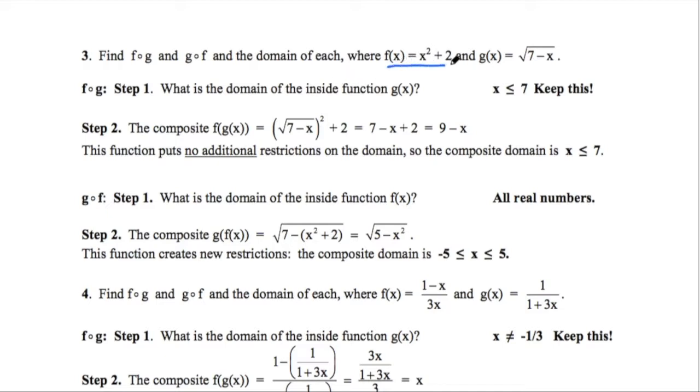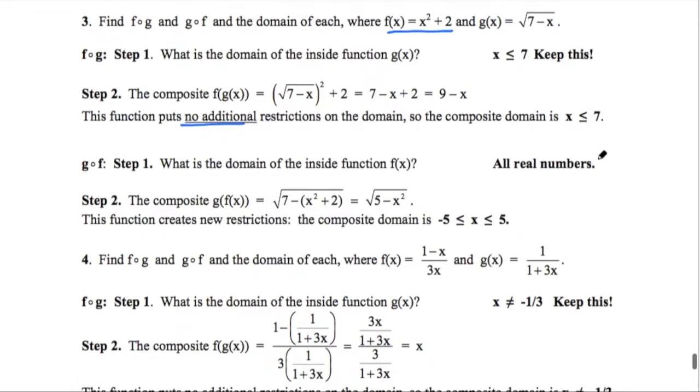Given two new functions, f of x equals x squared plus 2 and g of x equals the square root of 7 minus x. All right, so again, you can see x is less than or equal to 7 for our input function. And then when we substitute that in, over here, we get the square root of 7 minus x, squared, so that ends up canceling, so we just have 7 minus x plus 2, which turns into 9 minus x. Even though this adds no additional restrictions, we're going to keep our restrictions as x is less than or equal to 7. Okay, I'm going to skip down. I'm not going to do g of f of x here.